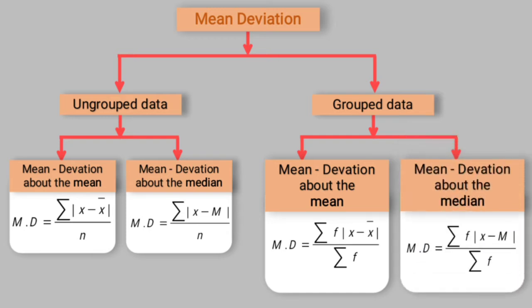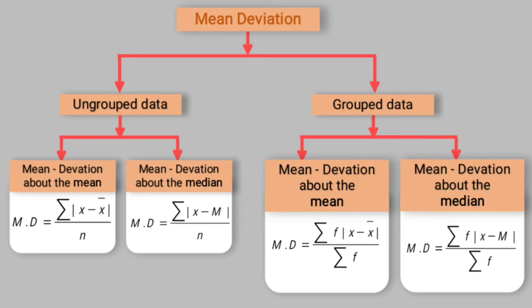And mean deviation about the median. First we saw mean deviation about the mean, which means we find the mean and then the mean deviation. In the same way here, first we have to find the median. Mean deviation is equal to sigma f modulus of x minus M, where M is the median, whole divided by sigma f.